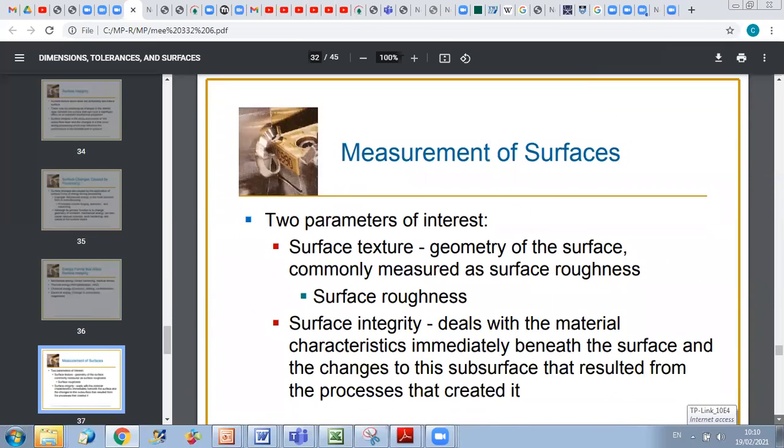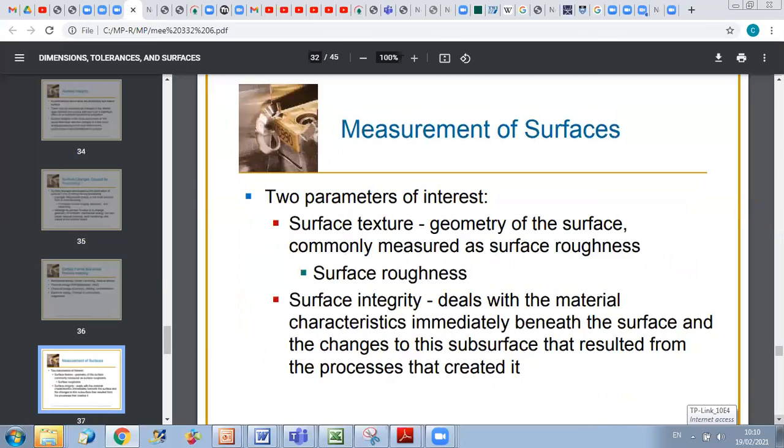Now, concerning measurements of surfaces, we have, as we said, two parameters of interest, which are surface texture, which just considers the geometry of the surface, and it's commonly measured by the surface roughness. And we have the surface integrity, which deals with the material characteristics immediately beneath the surface and the changes to this subsurface that can result from the processes acting on it.